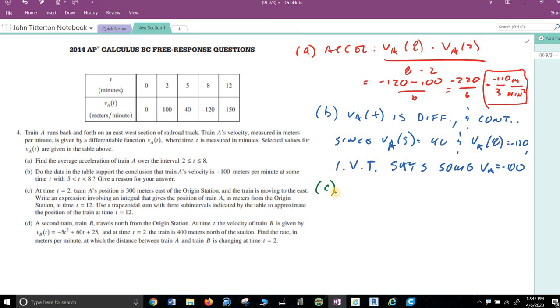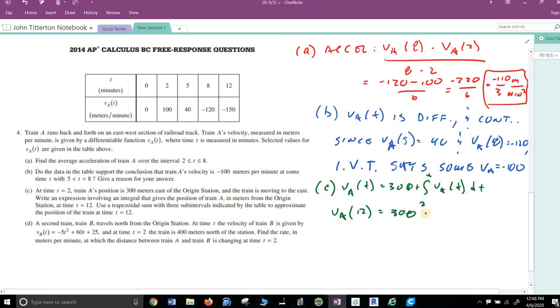All right, now life gets interesting. T equals 2, 300 meters, blah, blah, blah. Use the trapezoidal sum, but first write an expression involving an integral. So VA of t, I'm not being specific. I don't know if you need this step. 300 plus the integral from 2 to t of VA of t dt. That really should be an x or something, I don't really care. VA of, what did they ask for? 12 equals 300 plus the integral from 2 to 12 of VA of t dt.